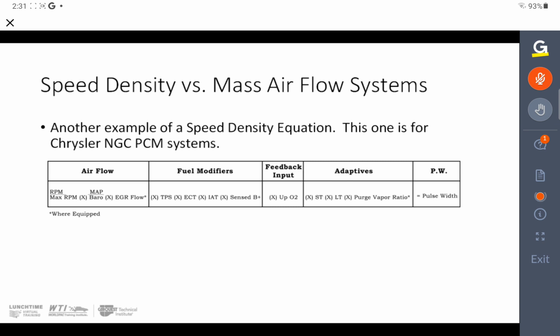Then we have our adaptations, or adaptives: short-term fuel trim and long-term fuel trim, and in this one they also include the purge vapor ratio. Knowing if the purge valve is open or closed is going to affect the amount of fuel mixture going into the engine. From there, they have the injector pulse width.